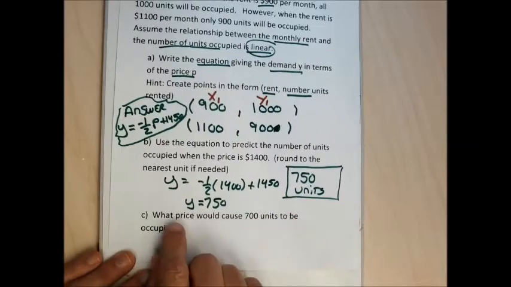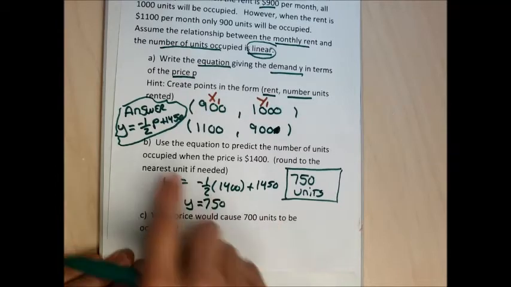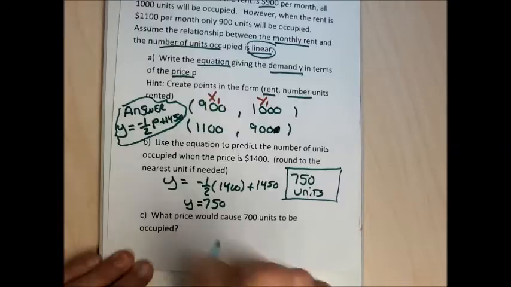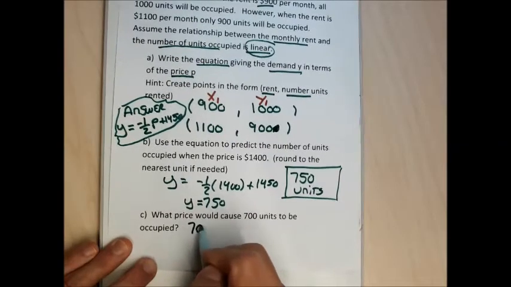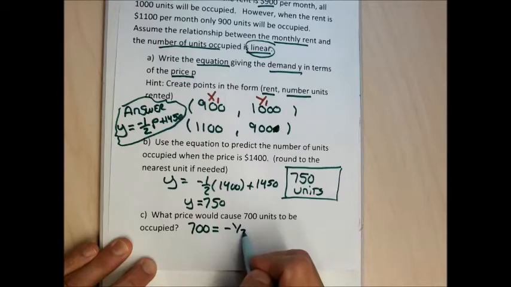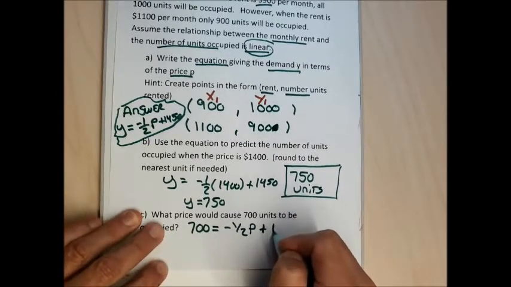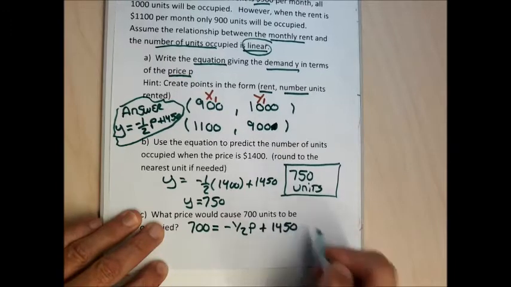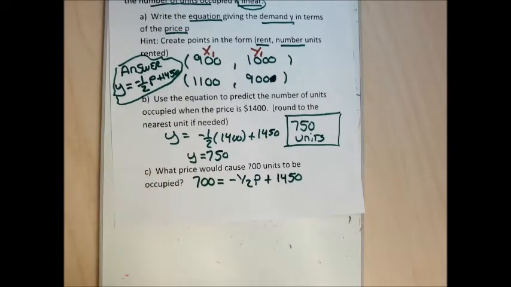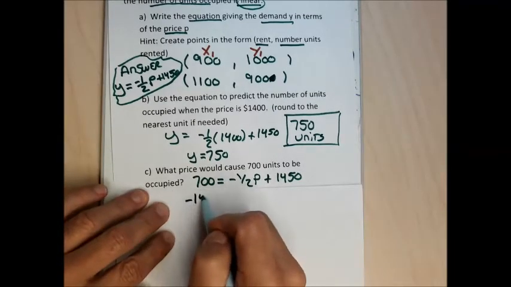Last bit, part C, what price will cause 700 units to be rented? Into this equation, I'm going to plug in 700 for y, which is the number of units rented, and get 700 equals negative 1/2 P plus 1,450. And I need to solve that for the price, and that's not so hard to do, although the fraction makes it not as nice. I'm going to start off by minusing 1450 from both sides.